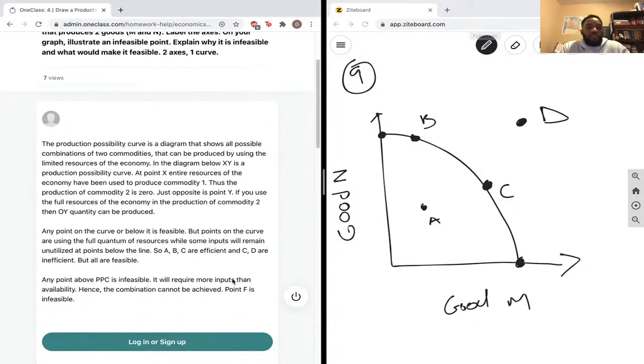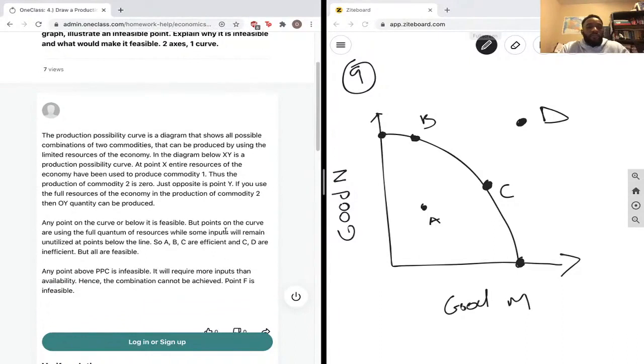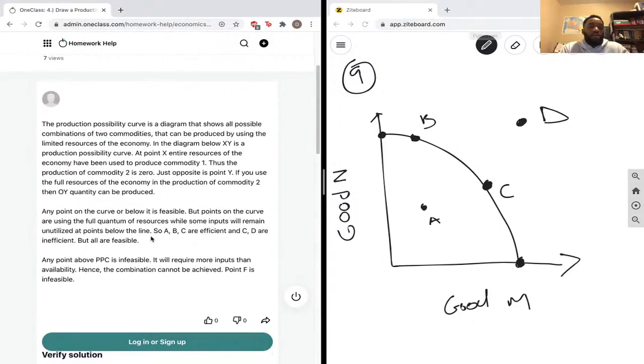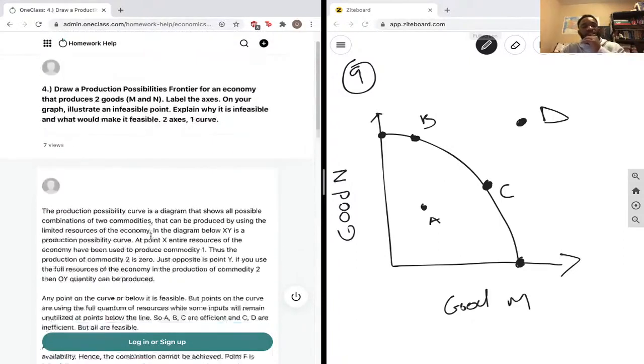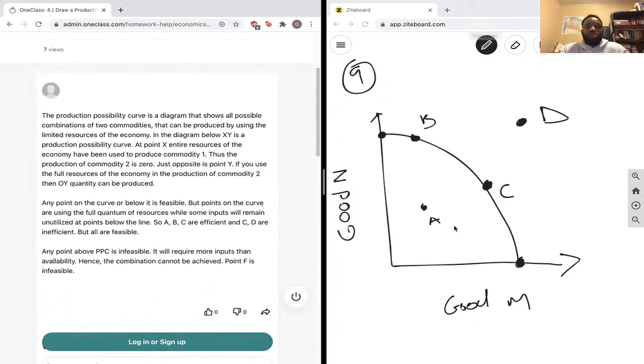Any point on the curve or below it is feasible, but the points on the curve that are using the full quantum of resources while some inputs will remain utilized below. Okay, I'm just going to ignore this because they're referring to a graph that is non-existent here. So let's see if we could do this by ourselves. Basically, any point on this graph and below it is feasible because we have all the resources to produce at any point on this graph and anything inside.